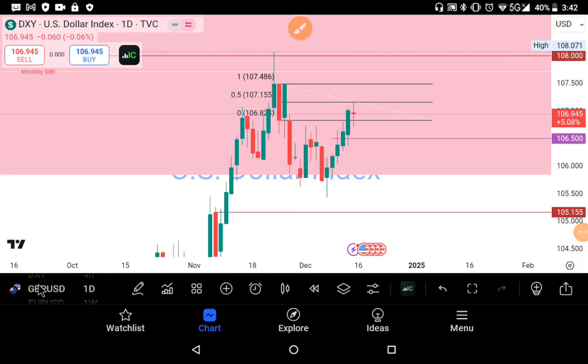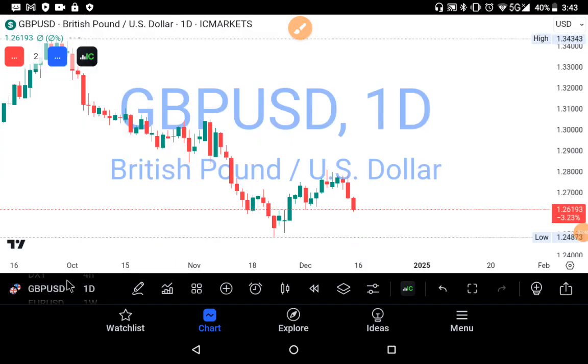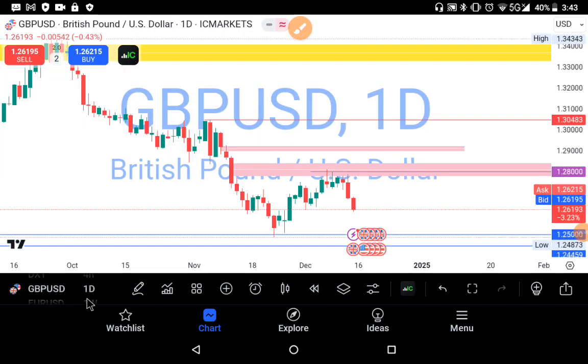So you go into the GBPUSD, which is the cable. On cable last week, I had 1.29 thousand as my level of interest. But unfortunately, the market only reacts at 1.28 thousand. So 1.29 thousand has not been met.